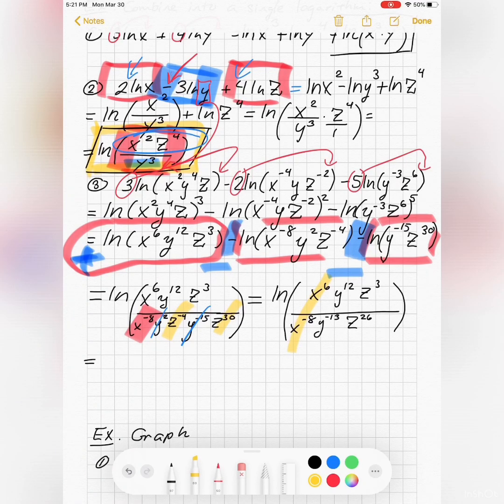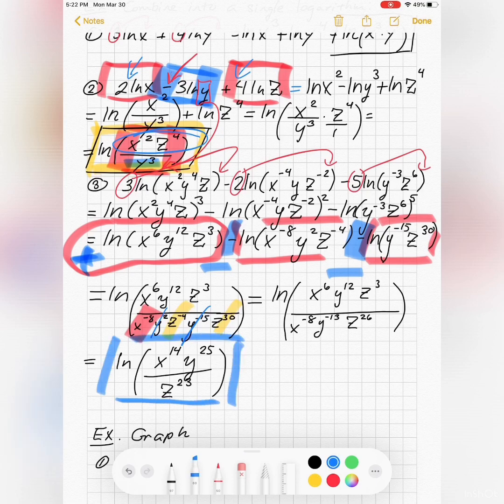Okay, now I'll look at the variables. I can move that x to the negative 8 up as x to the positive 8, right? So what would I end up with there? Looks like it'd be x to the 14th. And then I can move this y to the negative 13th up as y to the 13th. Then I'd have y to the 25th. And then my z's, I can cancel 3 to leave me with z to the 23rd in the denominator. Should I clean this up a little? And so I think I got everything right there.